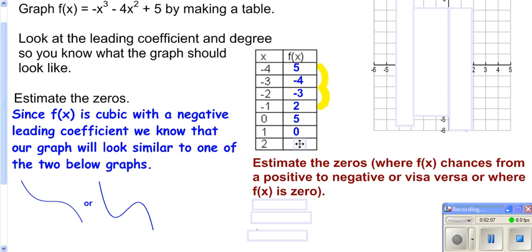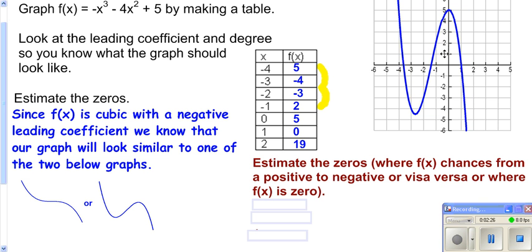Then we need to go ahead and plot these points. So you go 4 units left, 5 units up. 3 units left, 4 units down. 2 units left, 3 units down, and so on. Just go ahead and plot all those points. Sketch your graph. And we get this. You'll notice we do get the general shape that we were looking for, coming from the upper left going to the lower right.